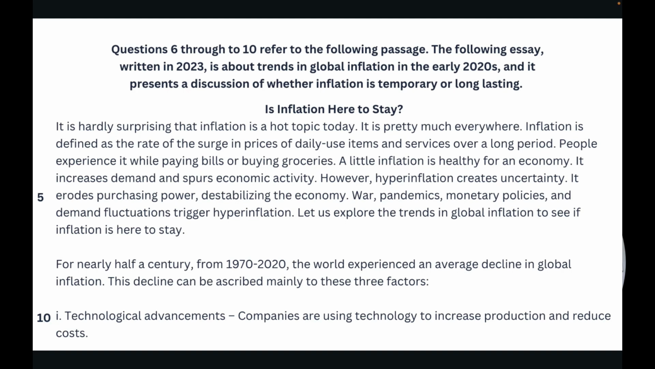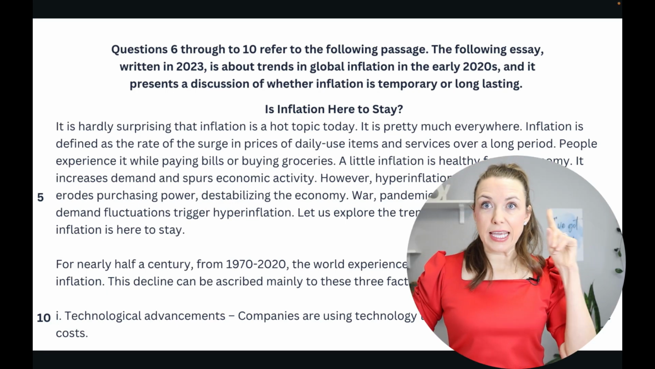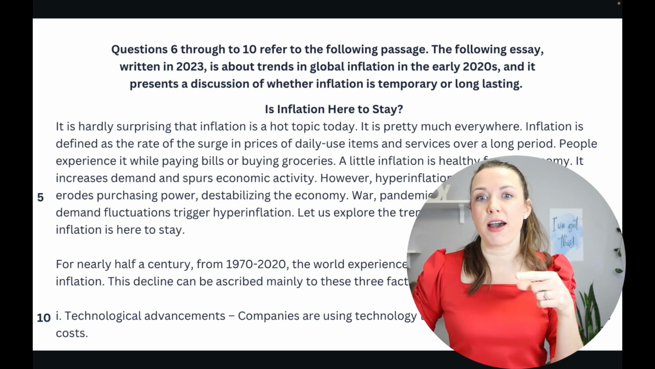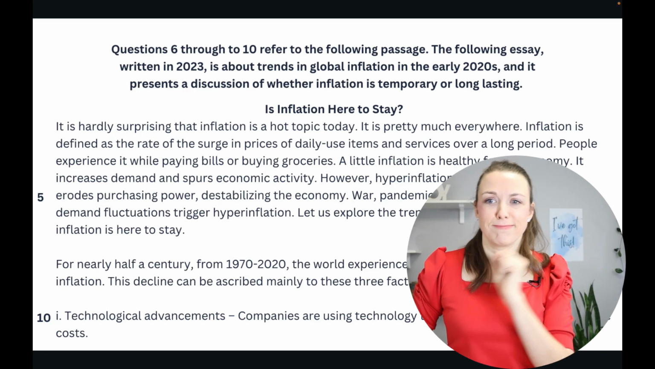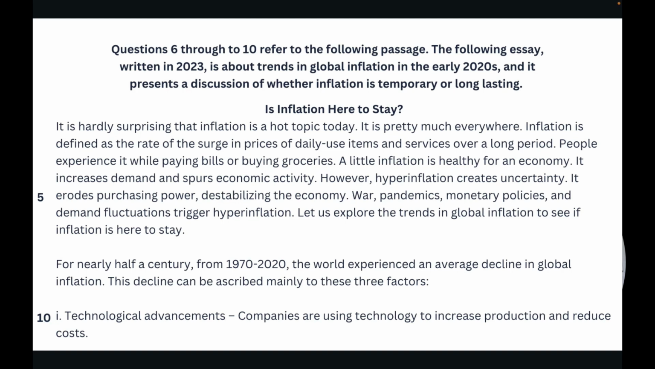It is hardly surprising that inflation is a hot topic today. It is pretty much everywhere. Inflation is defined by the rate of a surge in prices of daily use items and services over a long period. People experience it while paying bills or buying groceries. A little inflation is healthy for an economy. Friends, keep that in mind because there was a question about that, so a little inflation is good. It increases demand and spurs economic activity.